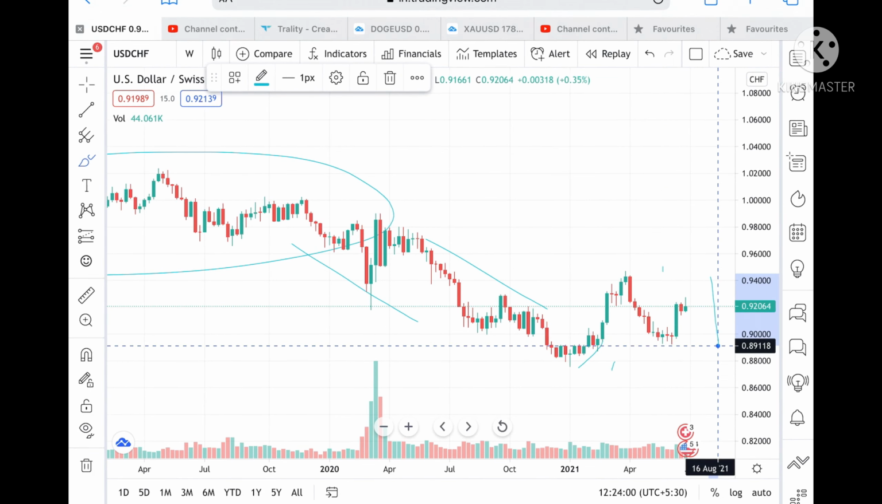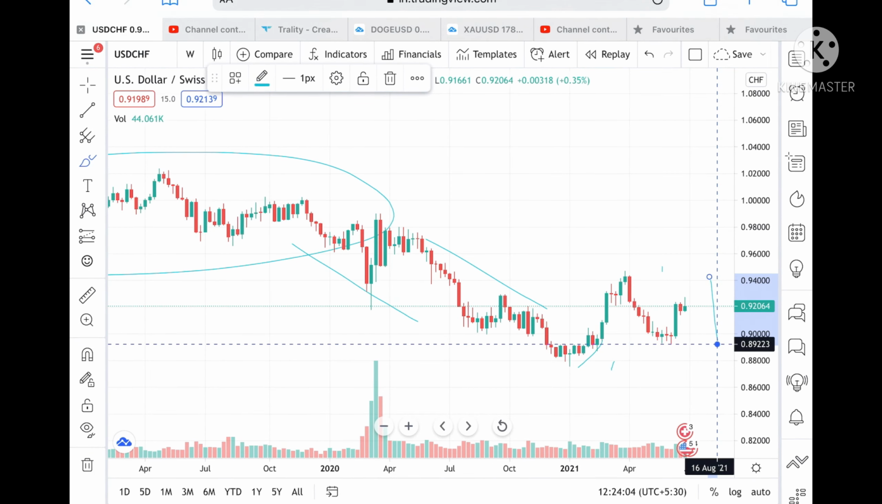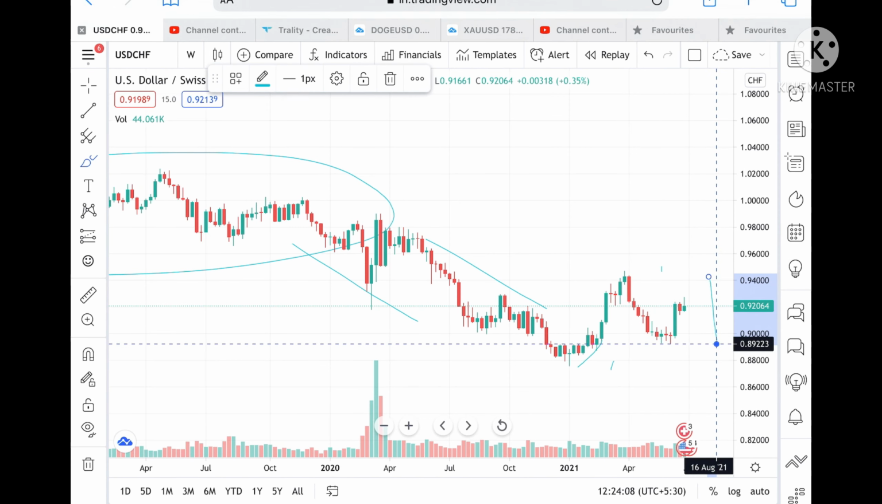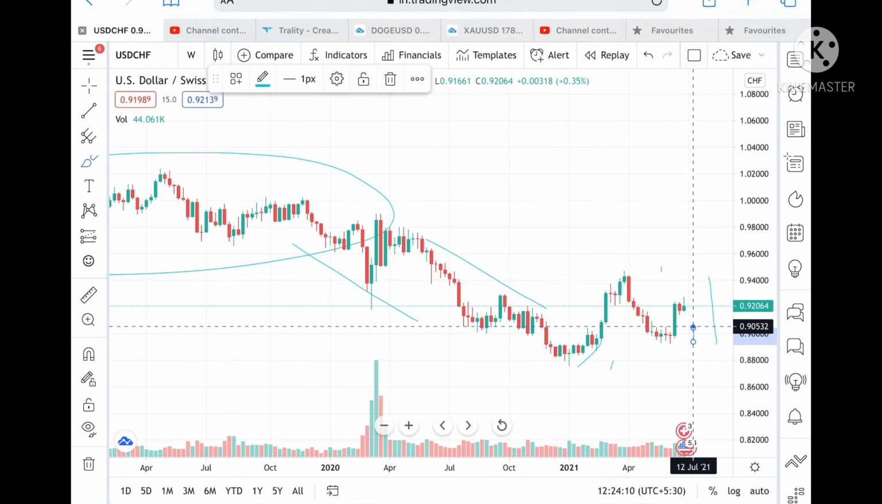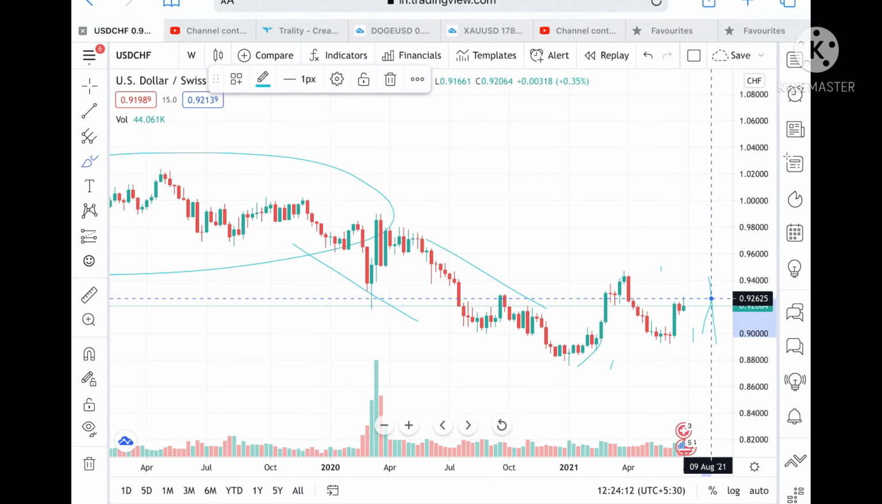Okay, 0.89223, it bounced back to a level of 0.90, and from there it made a high of around 0.927. So what we have to understand here, see, look at this pattern. A W pattern is forming.